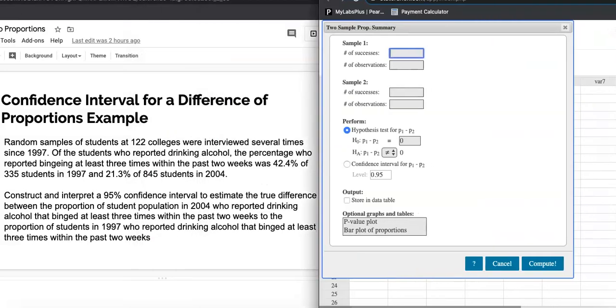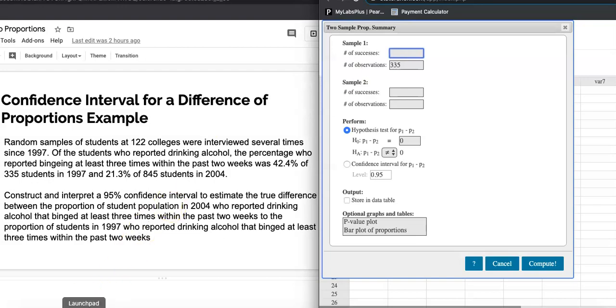Okay. So the first sample, let me just make 1997 my first sample. In 1997, there were 335 people interviewed. So number of observations is 335. Now, what do they mean by number of successes? In this case, the wording kind of sucks, but number of successes means the number of people who are binge drinking, okay? They didn't really give us how many people reported they were binge drinking out of 335. What they gave us instead is that 42.4% of 335 students were binge drinking.